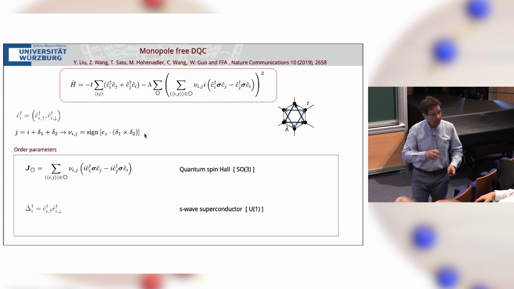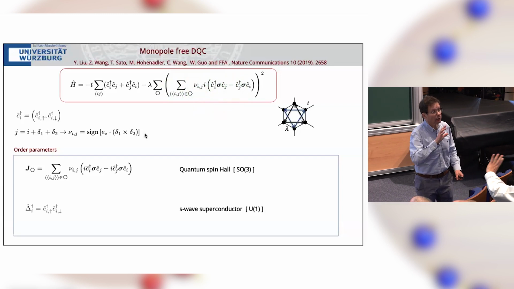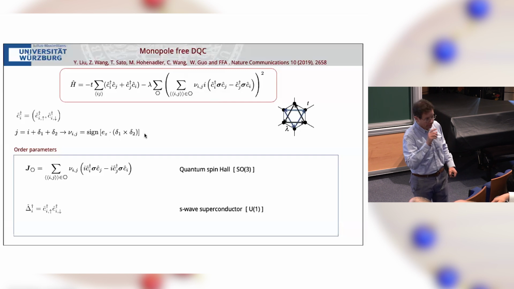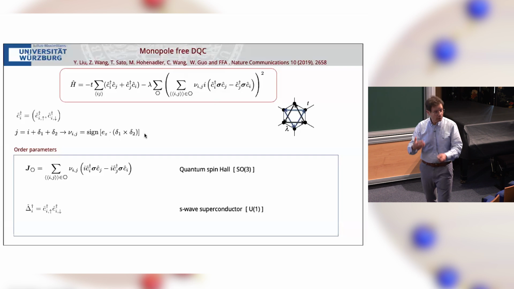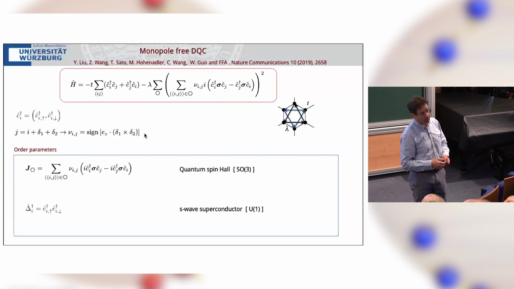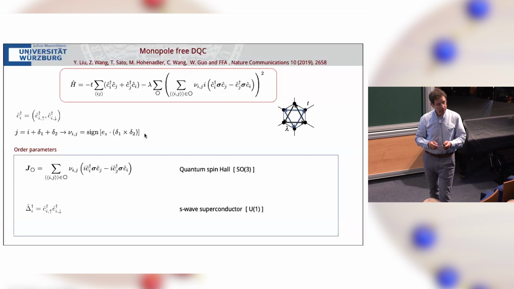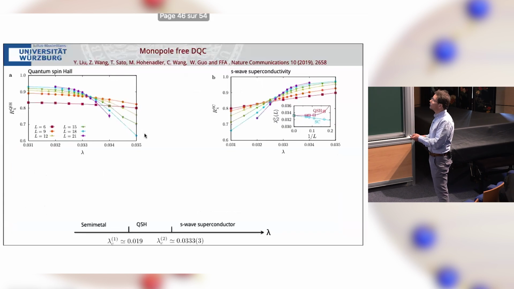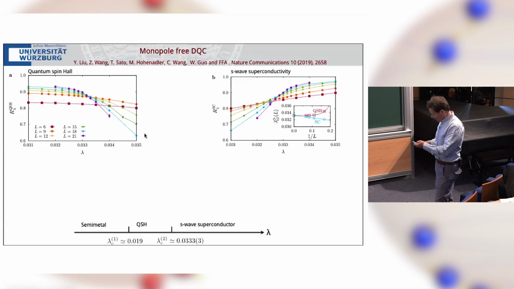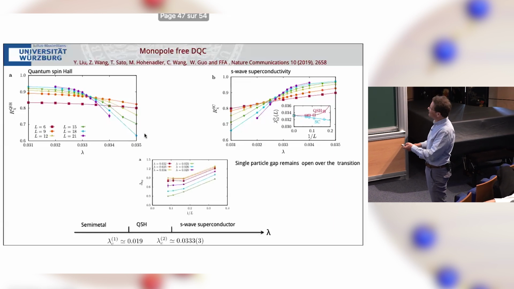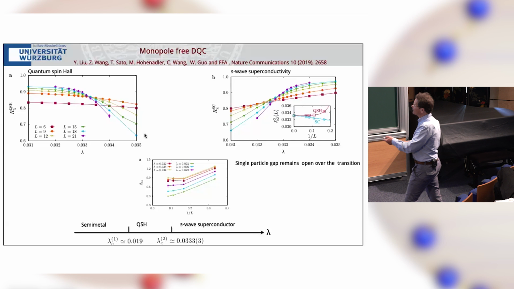And there's also charge conservation. The U1 is the charge conservation. And because charge is conserved, I don't have any monopoles. Okay, so this is monopole free. Fine? Okay, thank you for the question. But so this is the single particle gap.